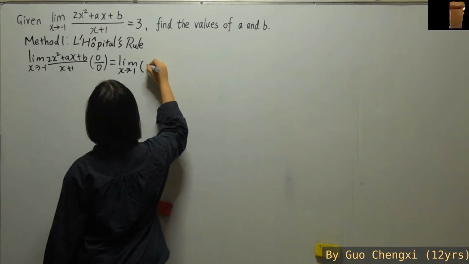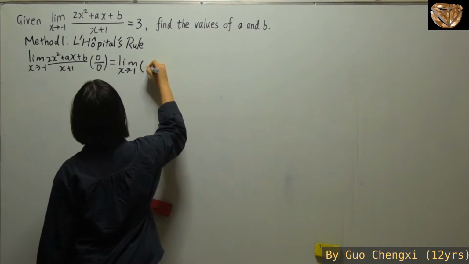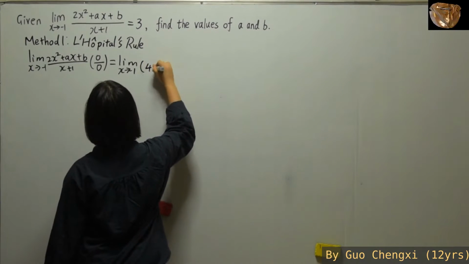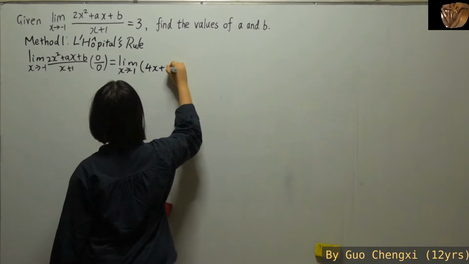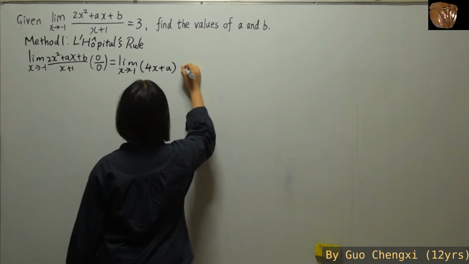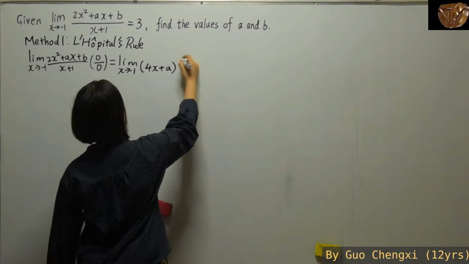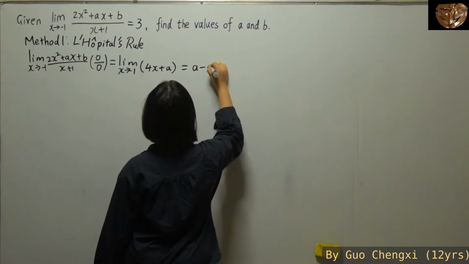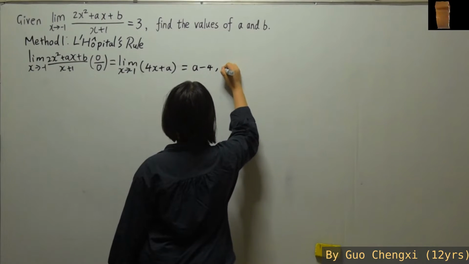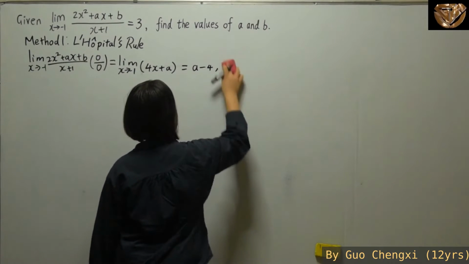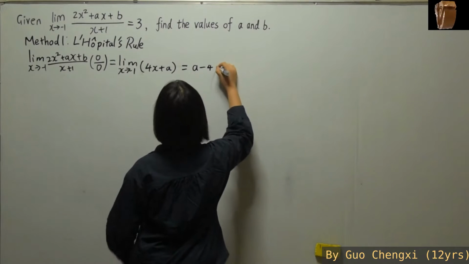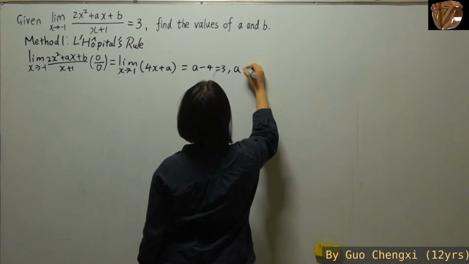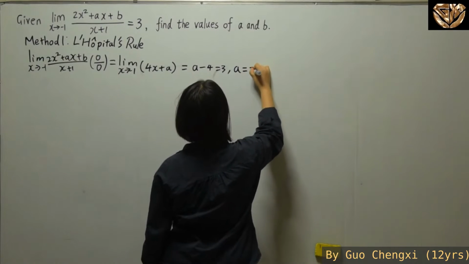For the numerator, we have 2 times 2x, which becomes 4x, then 4x plus a. If you substitute x in, you're going to get a result of a minus 4. Then a minus 4 equals 3, and since it's like that, a is equal to 7.